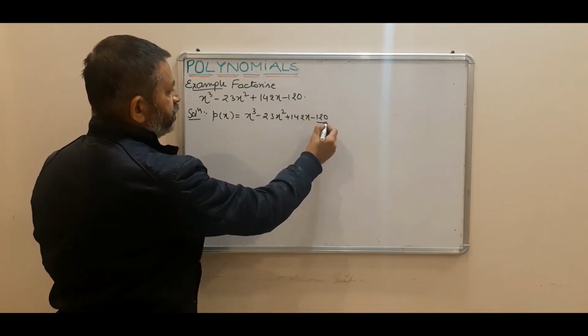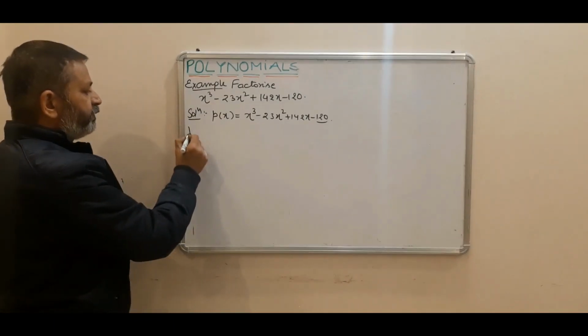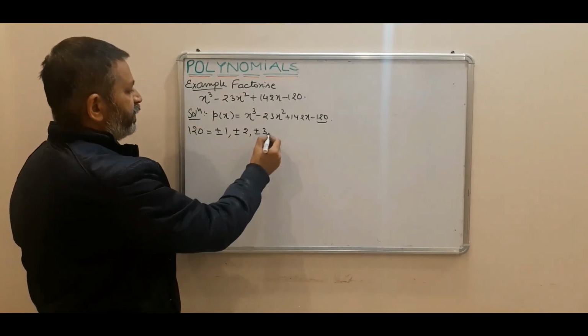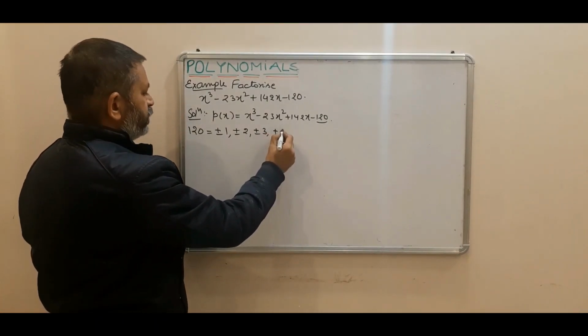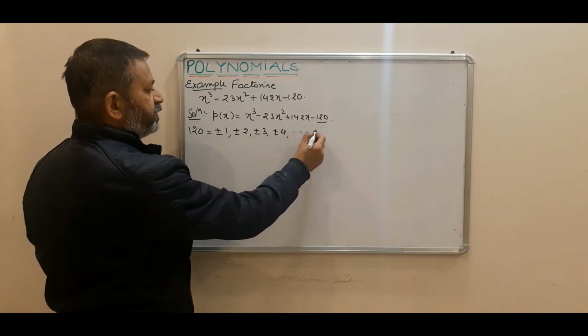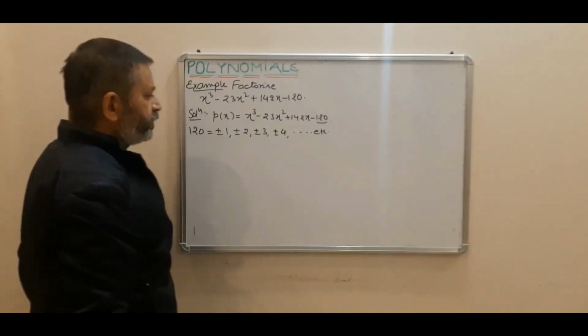So what is the constant term here? That is 120. So what we'll do, we'll factorize 120. We'll try to write all the factors of 120. So start with 1. I'm not writing all the factors, I'm just noting down some of them. The rest you can do on your own. There are many factors.